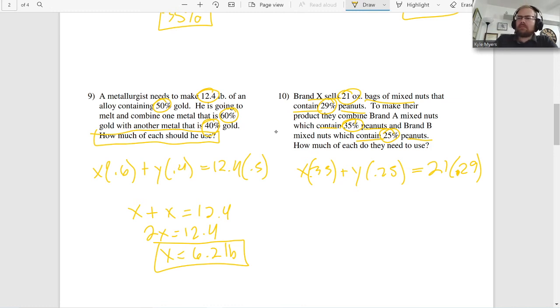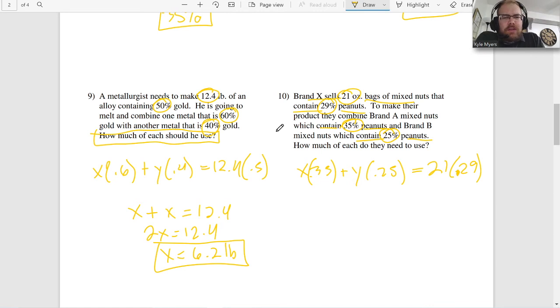But let's estimate. If we divide 21 by 2, what do we get? We get 10.5, right? I'm telling you guys, I'm super lazy today. So our answer should be about half and half. Not quite. It's going to be a little bit more of the 0.25 in order to make 29%. But our answer should be about 10.5 for both.